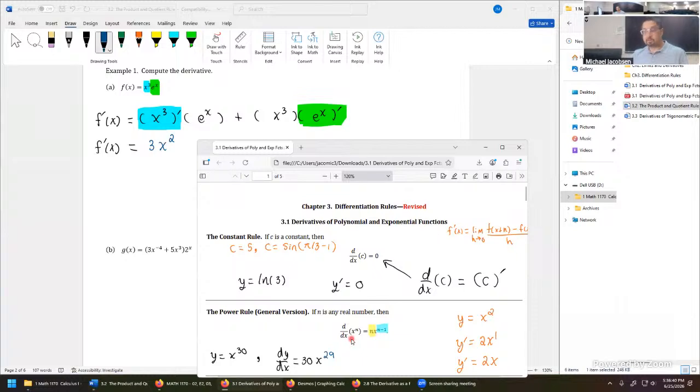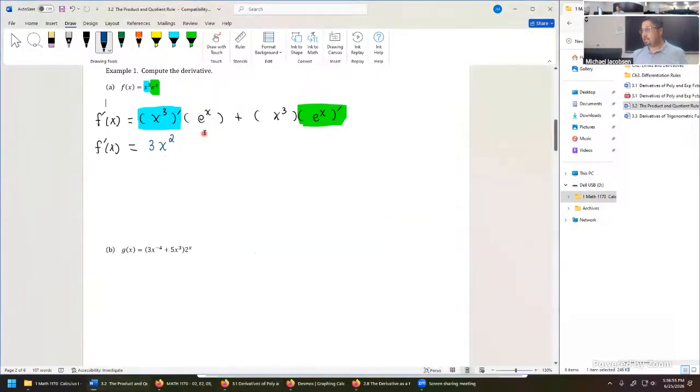The power rule general version applied in this way, whether it's x power 30 or x power 3, it's always the same pattern. Exponent becomes a coefficient, and the new exponent drops by 1 each and every time. Then we go to e to the x. This was just meant to be copied, so there it is. X cubed is copied as well, so keep on copying.